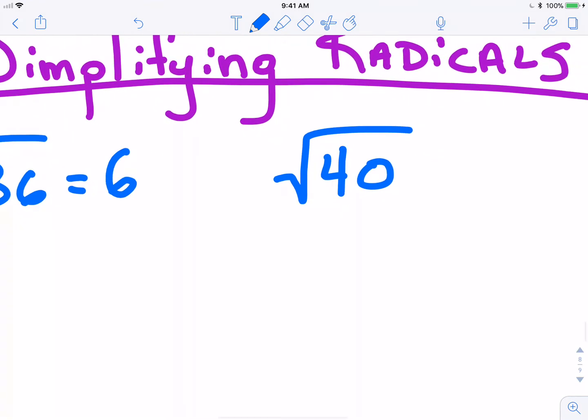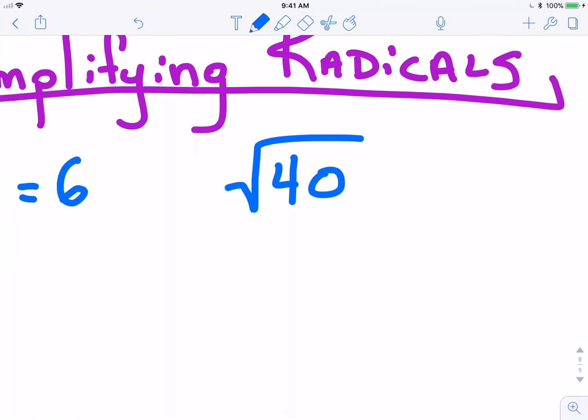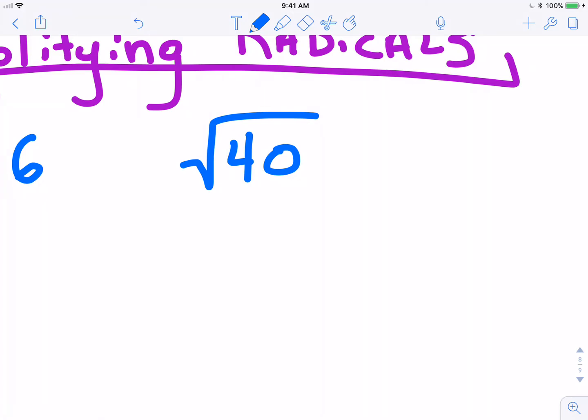We talked about in class being able to take an irrational number like radical 40, which doesn't work out to a whole number, but being able to factor this such that one of the factors was a perfect square. So for example, 40 I can write as 4 times 10. I don't necessarily want to write that as 8 times 5 or 20 times 2, even though that would be correct factoring. Neither of those numbers would be perfect squares.